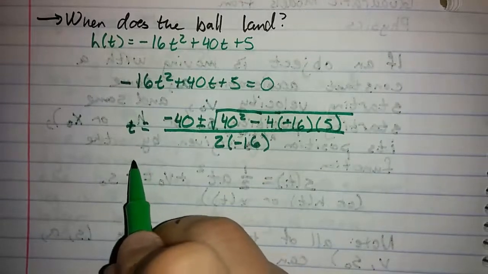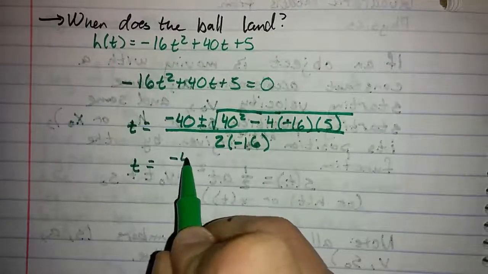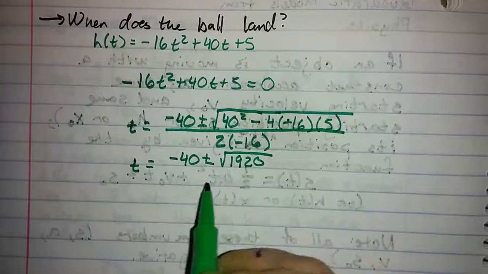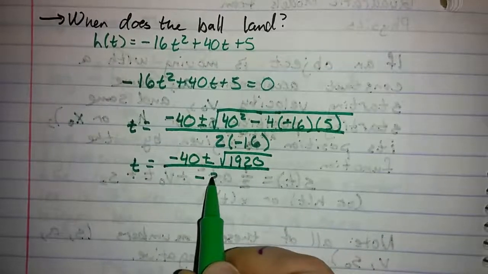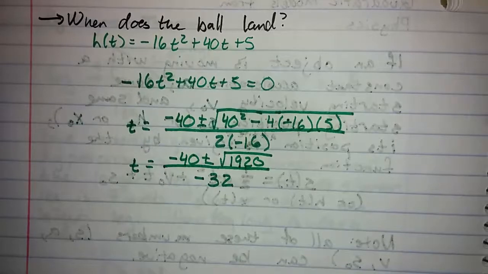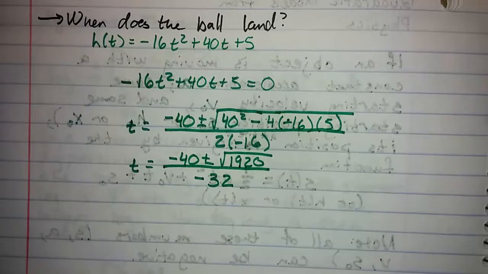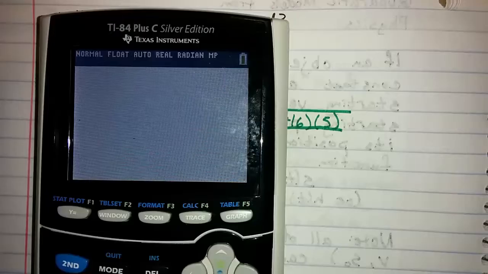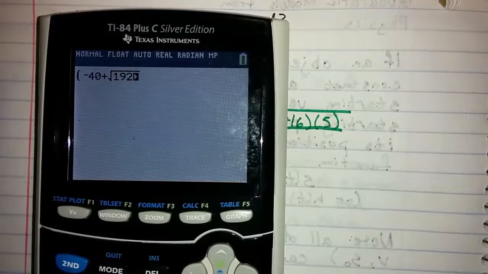So I'll get t equals negative 40 plus or minus the square root of 1,920 all over negative 32. 1,920 is not a perfect square, so the best I can do is get a decimal approximation for what time the ball lands. Let's figure out decimal approximations of our solutions. The first solution will have negative 40 plus the square root of 1920 over 2 times negative 16.